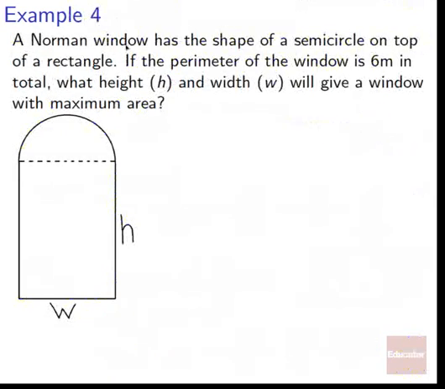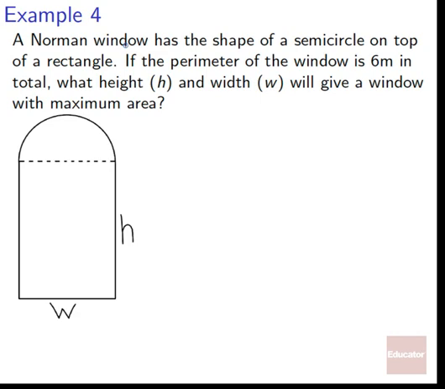Great. All right, final one. This one's a doozy of a word problem, but it's a really great problem. A Norman window has the shape of a semicircle on top of a rectangle. If the perimeter of the window is 6 meters in total, what height h and width w will give a window with maximum area? So at this point, how the heck do we do this, right?